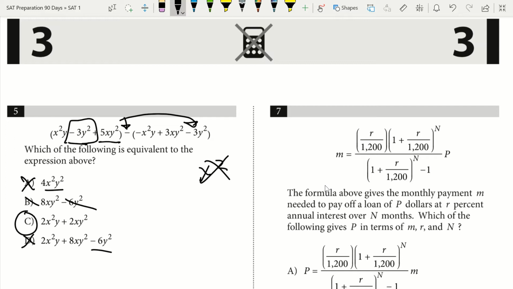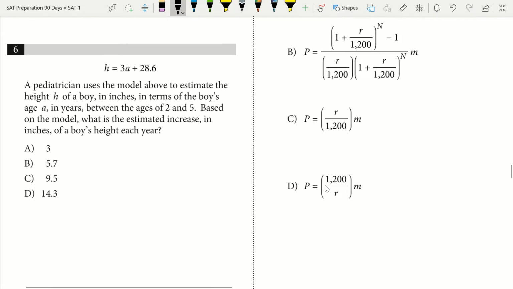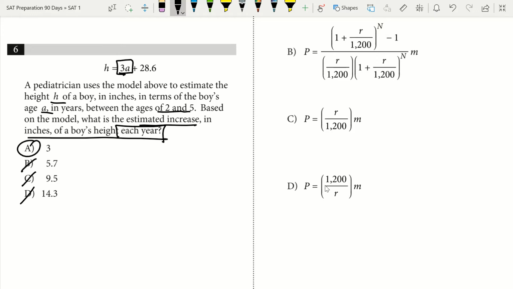All right, number 6. Going down, we've got a pediatrician uses the model above to estimate the height of a boy in inches in terms of the boy's age A in years between ages 2 and 5. Based on the model, what's the estimated increase in inches of a boy's height each year? Each year tells me I'm looking at a rate, which is going to be my slope, so that's going to be 3. So answer there is going to be A. Okay, so 6, answer there is A.